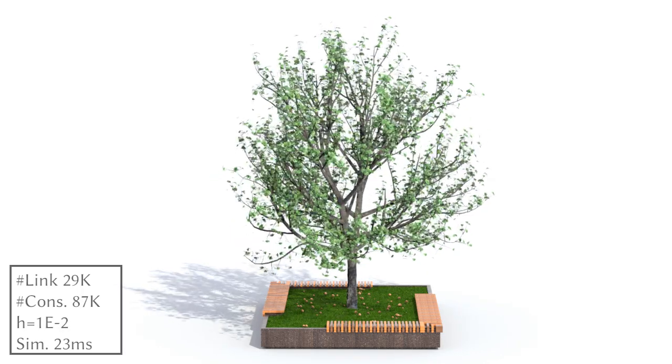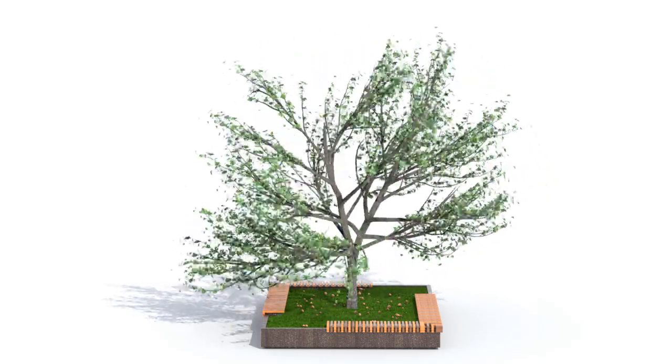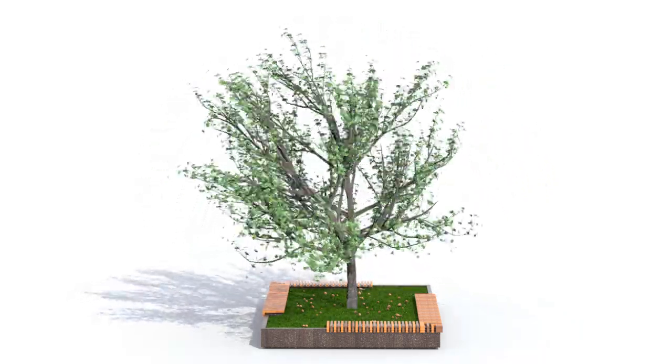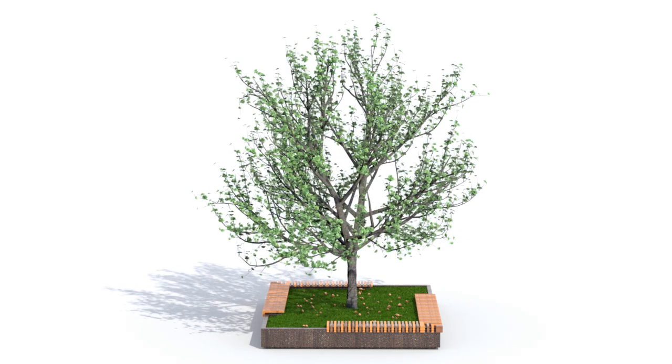Next is a pear tree, using the same skeleton levelized model, compliant joints, and wind loads. With one iteration per step, the simulation remains stable and runs at around 20 milliseconds per step.